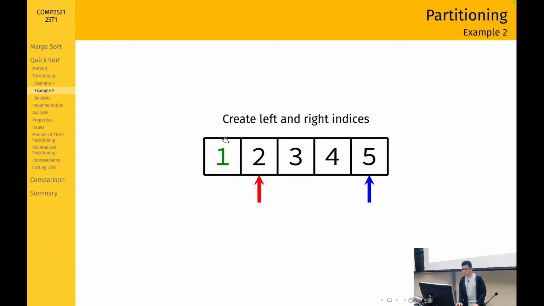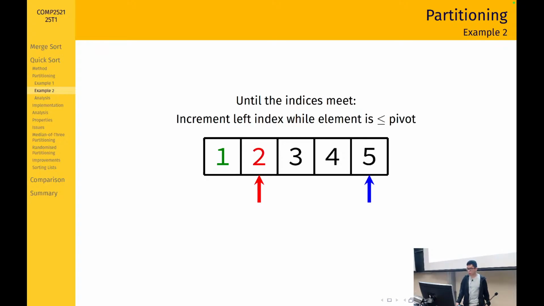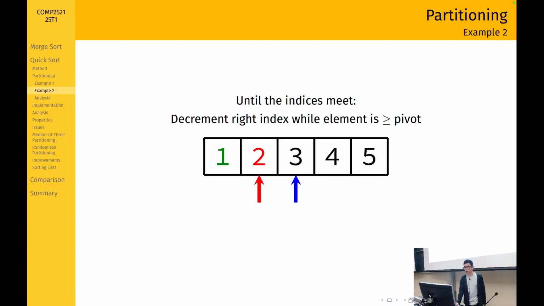So we chose 1 as the pivot, and 1 is the smallest element in our array, right? So we kind of can see how this is going to end up. Right, so we create the two indexes like before, and we try to increment the left index, but we immediately find an element which is greater than the pivot. Right, so we stop. Now we decrement the right index until we find an element that's smaller than the pivot, and it turns out we won't find such an element, right, before the indexes meet.